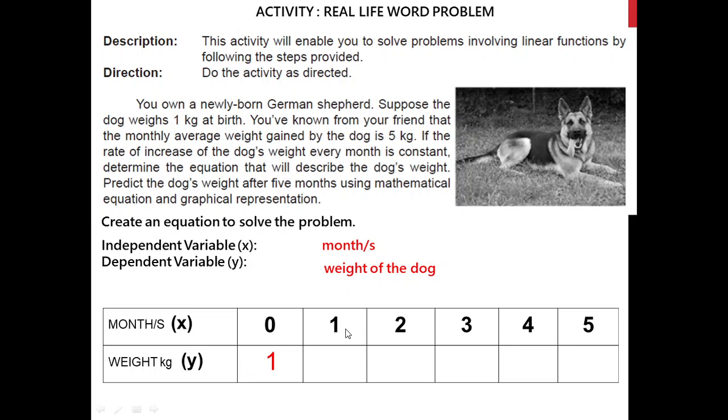Therefore, on its first month, all we need to do is add 5 kilograms to its initial weight. So that is 1 plus 5, that is 6. And in the second month, another 5 kilograms gained, so that is 11. Next, in the third month, another 5 kilograms becomes 16. And then another 5 and another 5. So there you go. Our table of values is already complete.